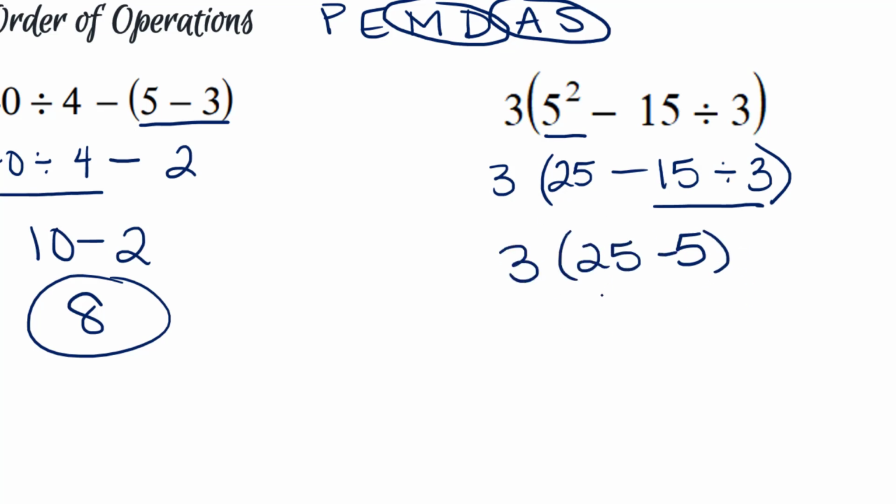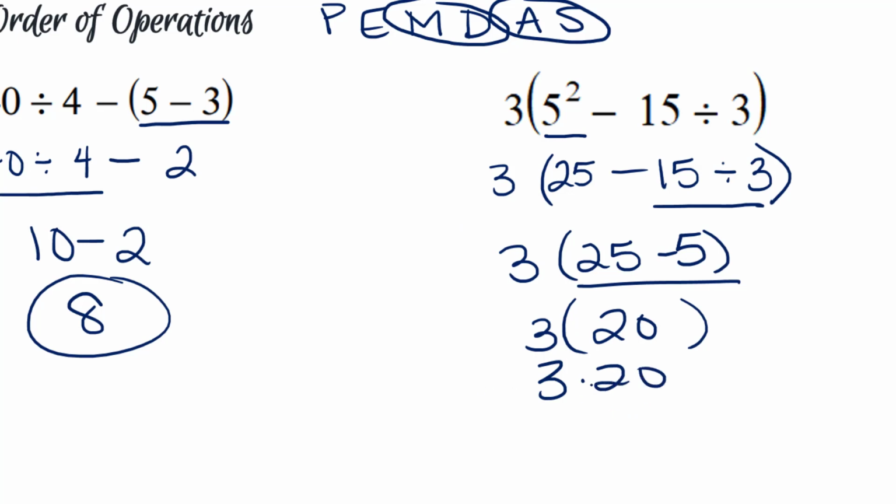Now, still inside the parentheses, 25 minus 5, that's 20. All right, lastly, I've got 3 parentheses 20. That's the same as me saying 3 times 20. 3 times 2 is 6, add a 0, final answer is 60.